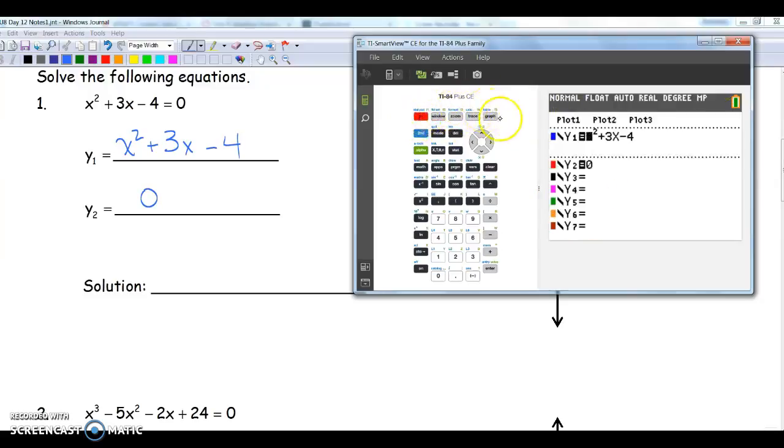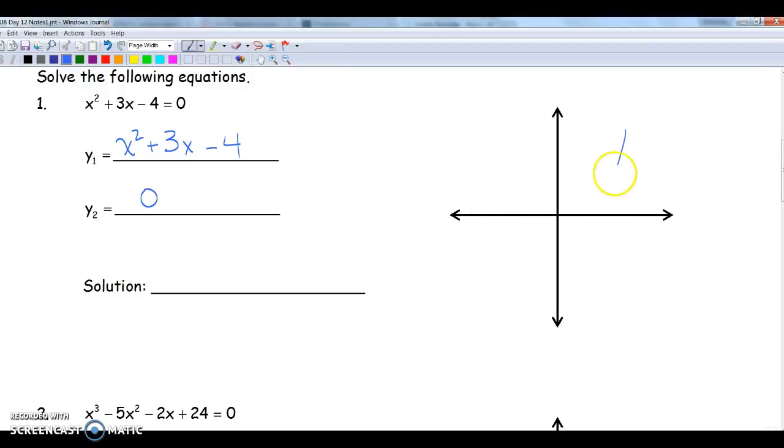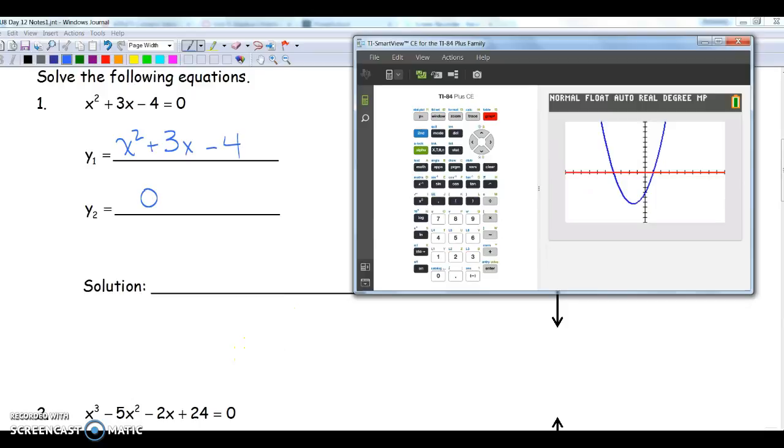Once you have it typed in, you're going to hit graph, and you'll be able to see the two lines. If you have an older calculator, you might not see the x-axis line, but there is a line through the x-axis and then this parabola. So let's draw a picture of it. You got this, and then obviously the line going across here. The two places where they intersect are here and here. So those are the 2 points that we need to find on our calculator.